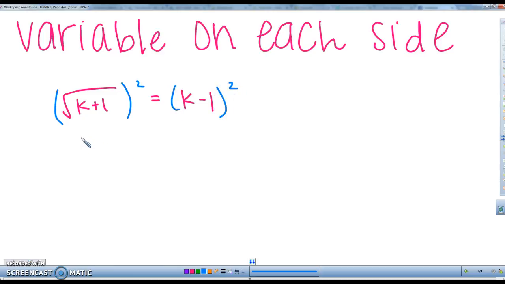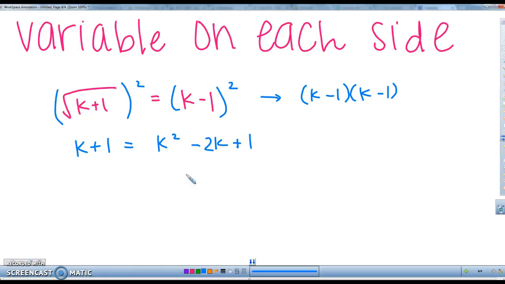So when I square the radical, I just get k plus 1. When I square this, it's almost like a FOIL problem. So I have k minus 1 times k minus 1. Okay, so I'm going to go through and FOIL, and I'll get k squared minus 2k plus 1. Make sure you get all those terms. Don't just say k squared plus 1. You want to get that middle term in there.